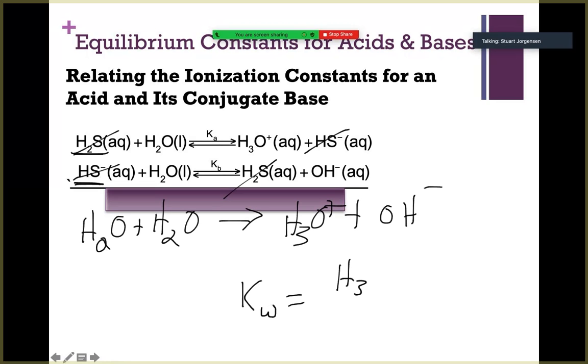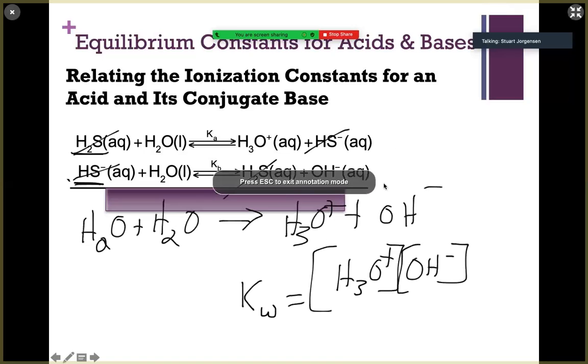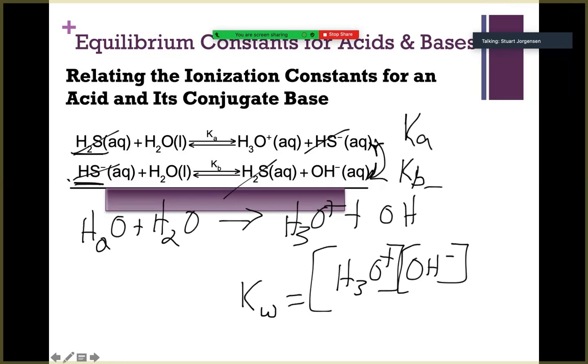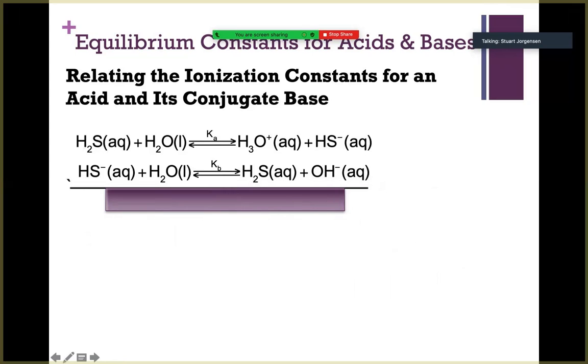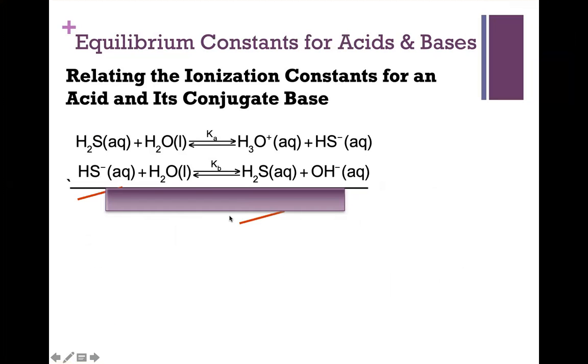If you were to write the K for that, that's Kw. It's H3O plus times the OH minus, which is a constant. Oh, cool. Well, that means that if we're going to combine these two equations, this would have a Ka, and this would have a Kb. When we combine equations like this, we actually would multiply those values together, which brings us to an interesting mathematical relationship when we're looking at an acid and its conjugate.